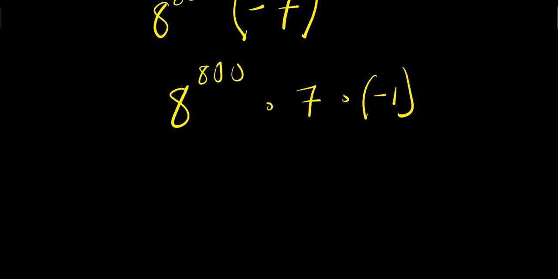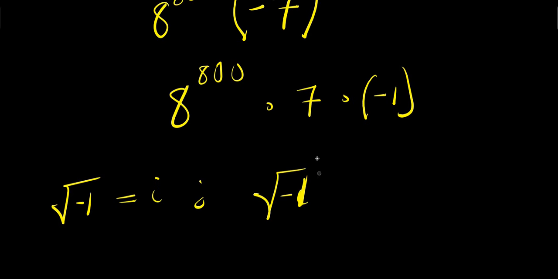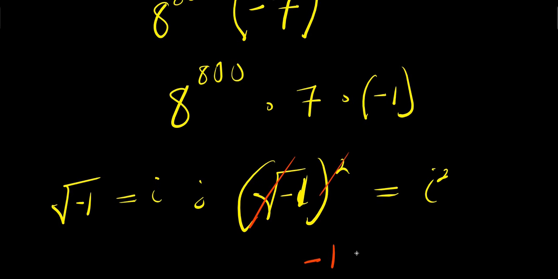So from here, we can make use of this. If you have square root of -1, this equals I. Then if you take the square of this, that means this square root cancels this square here. We have -1 equals I power 2. So this time around, we are going to replace this with I power 2.